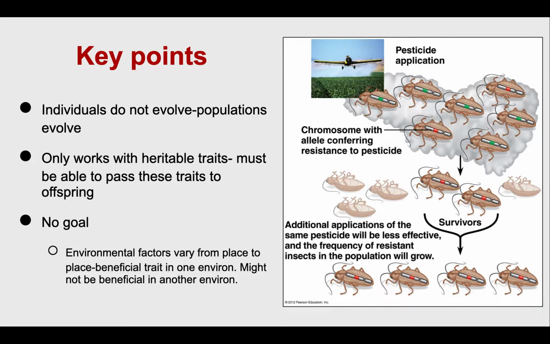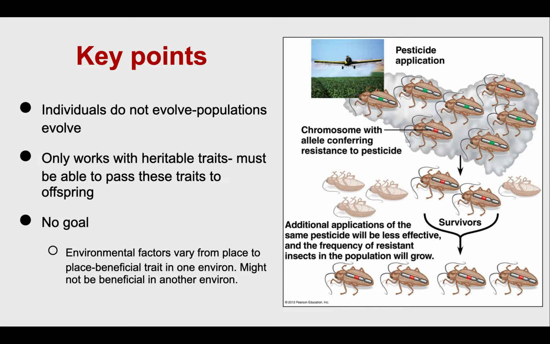And finally, there's no goal. These insects did not come into this field and set out to have resistance to pesticide. That's just kind of how it happened. They just happened to have that allele that conferred resistance. It was by chance. There was no goal. There was no group thinking that some of us are going to survive, others are not, because we want to develop this resistance. Not the case. These other insects, I'm sure they wanted to survive as well. So absolutely no goal.